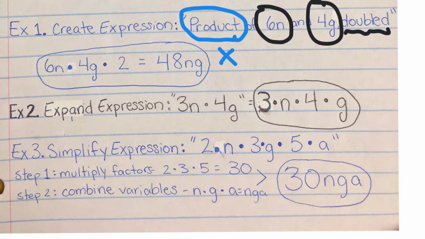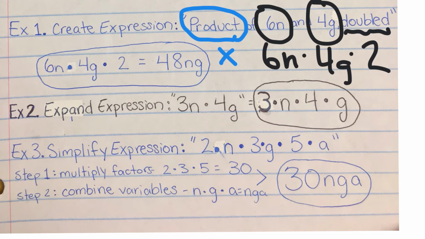So it looks like we're going to be multiplying the 6n, 4g, and in order to double something, I think we know that you multiply it by 2. So like if you have $5 and you want to double it, you times it by 2 to get 10. Okay, so to double something, you multiply it by 2.